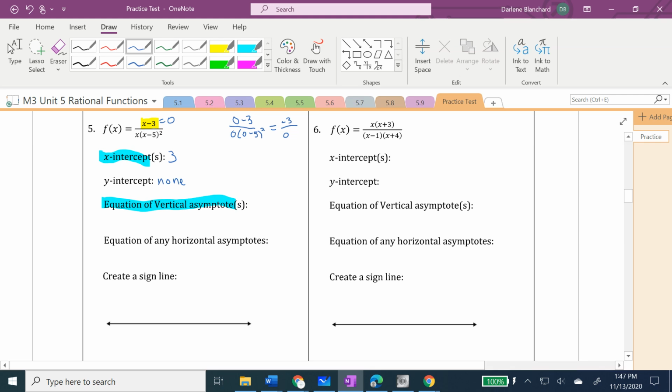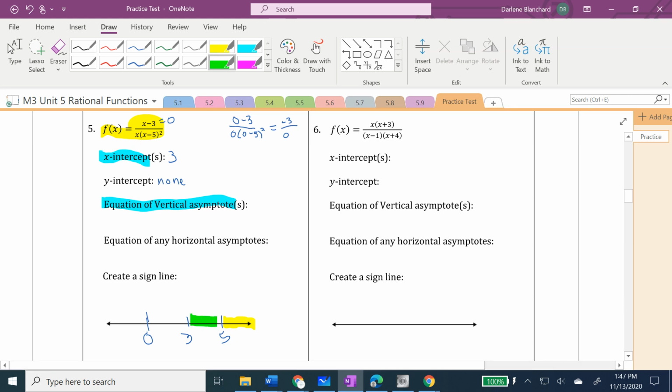So for this problem, positive 3 is an x-intercept. 0 and 5 make the denominator 0 for vertical asymptotes. And you can check any x coordinate, any x larger than 6, see if it creates a positive or a negative when you plug it into the function.